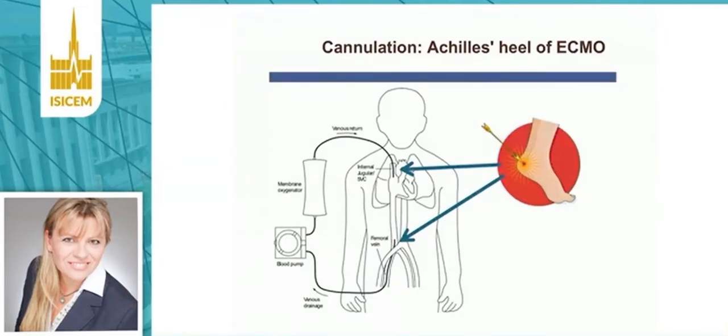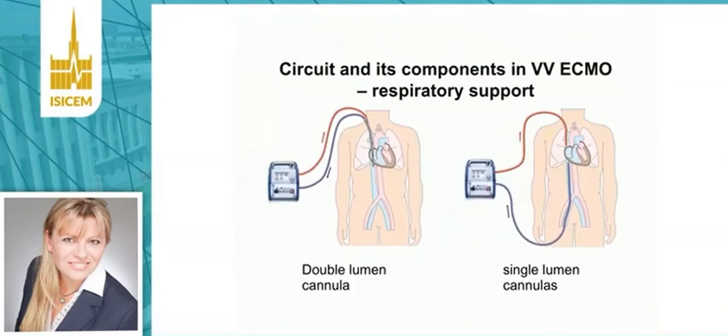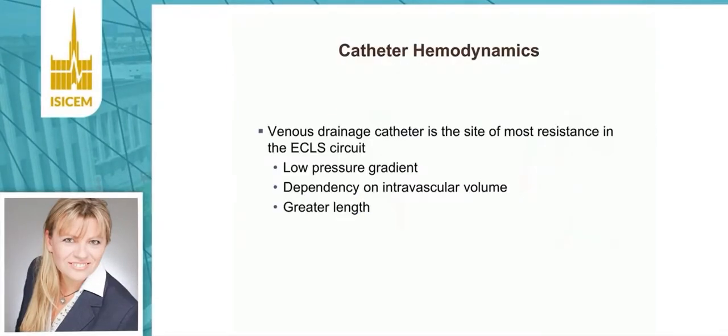To understand the procedure of cannulation, you have to understand the circuit and its components, especially in VV ECMO, for example for respiratory support. There are two options for cannulation. As you can see, we have a double lumen cannula option and single lumen cannulas.